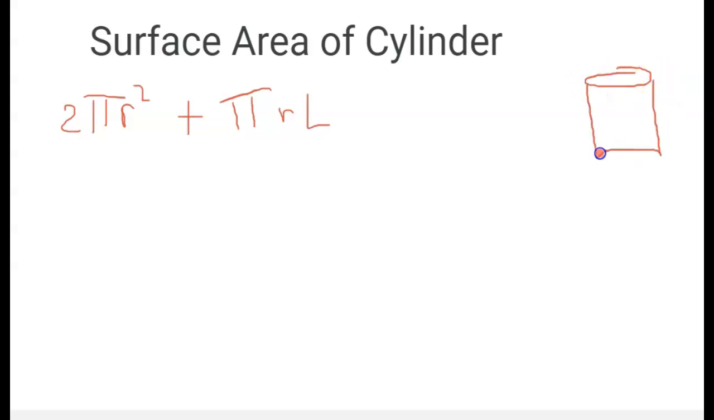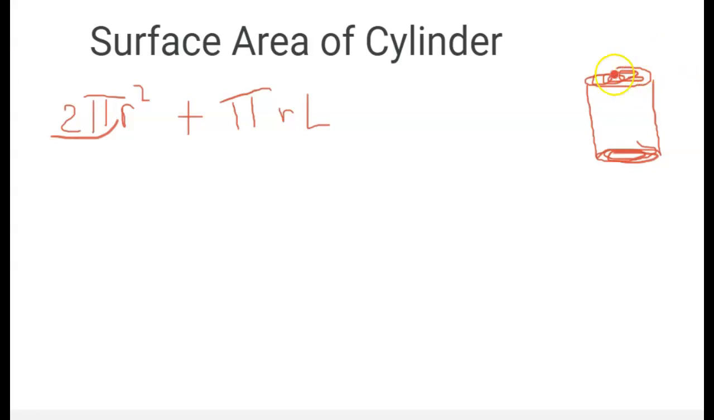Now the surface area of the cylinder has a formula. This is a closed cylinder. It's 2 pi r square plus pi r L, where L is the length of the cylinder. This cylinder is closed, so I need to find that and that, which is pi r square each, hence I got 2 pi r square. And the area of the curved surface, which is the middle one, is pi r L.